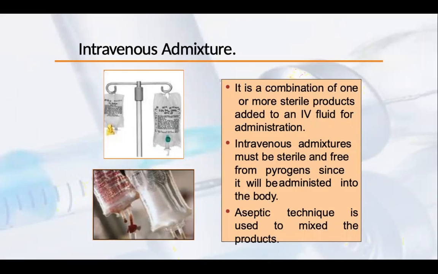Now, what are intravenous admixtures? It is a combination of one or more sterile products added to an IV fluid for administration. You can see the bags hanging on an IV stand. Some more drugs prescribed by the doctor have to be added to them. Intravenous admixtures must be sterile and free from pyrogens since they will be administered into the body. Aseptic technique is used to mix the product, so they have to be added under aseptic technique in an area free from microorganisms.